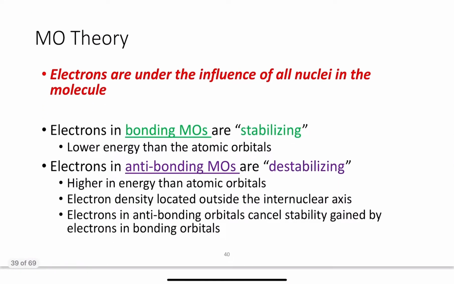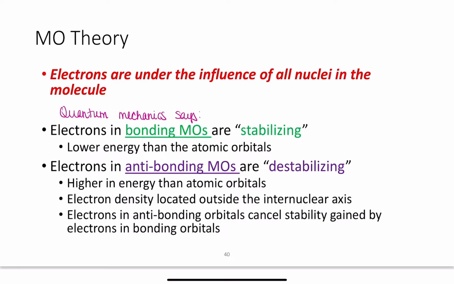So in molecular orbital theory, electrons are under the influence of all nuclei in the molecule. Quantum mechanics tells us electrons in your bonding molecular orbitals are stabilizing, meaning they're lower energy than the atomic orbitals. Electrons in anti-bonding molecular orbitals are destabilizing, they're higher in energy than your atomic orbitals. The electron density is located outside of your internuclear axis. Electrons in an anti-bonding orbital cancel the stability that's gained by the electrons in the bonding orbitals.